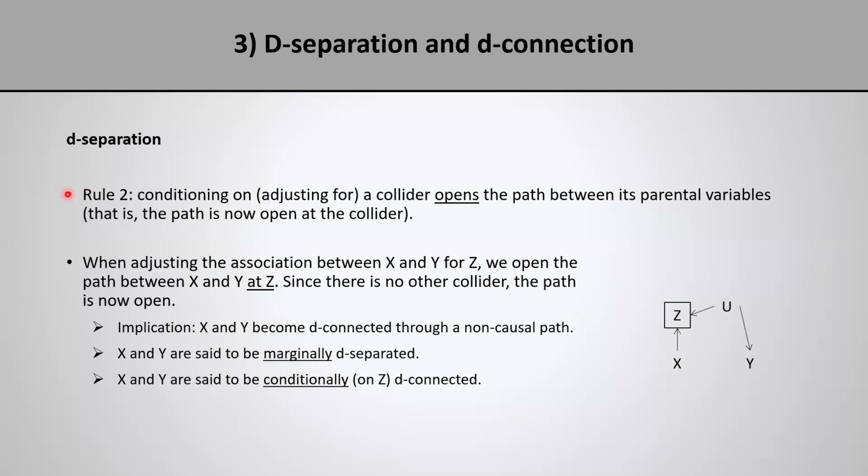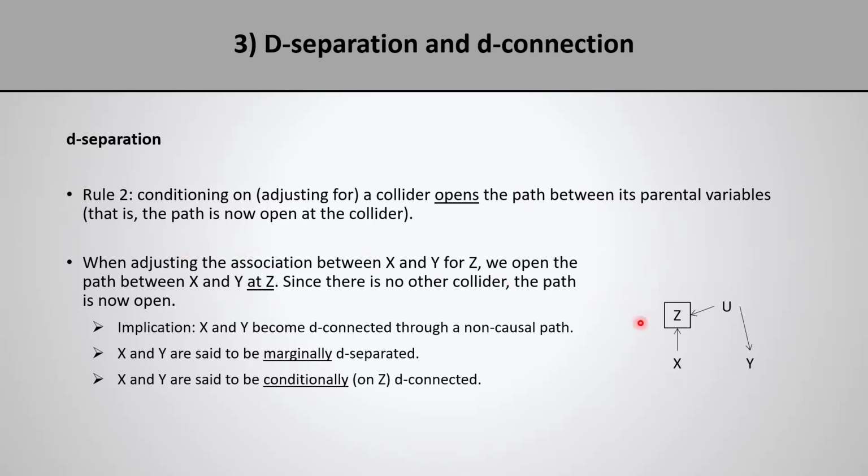Before, we said that the presence of a collider blocked the path at the collider. But now we're saying that if I am conditioning on the collider, I am opening the path at the collider. And by conditioning, I mean any form of adjustment for that variable. It could be stratification, it could be inclusion as a covariate in a regression model, etc.